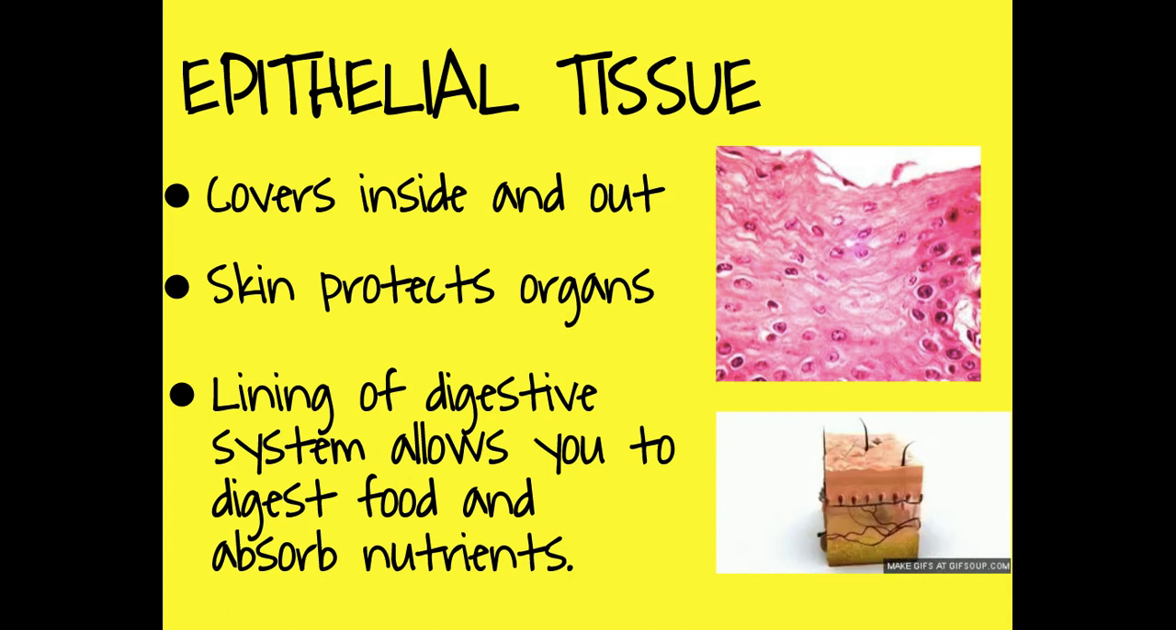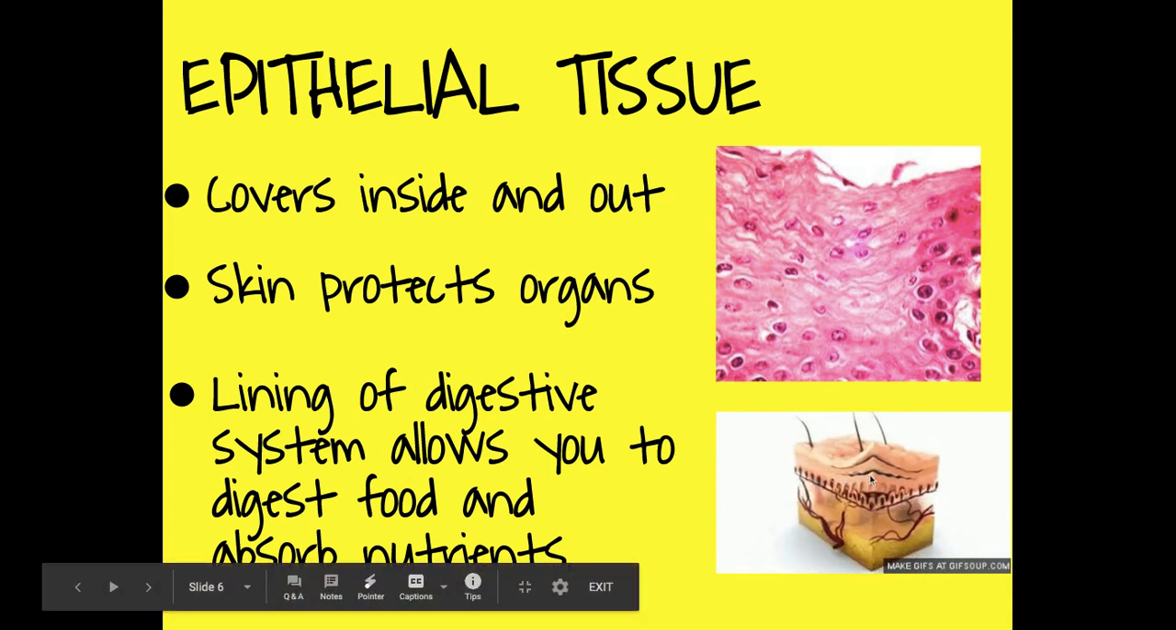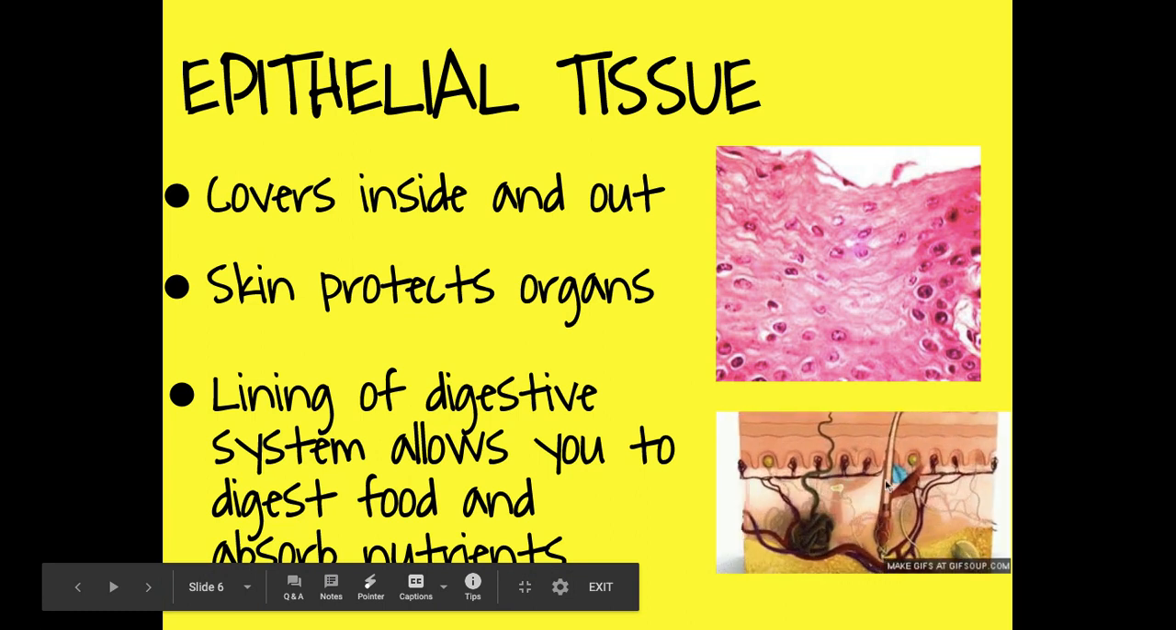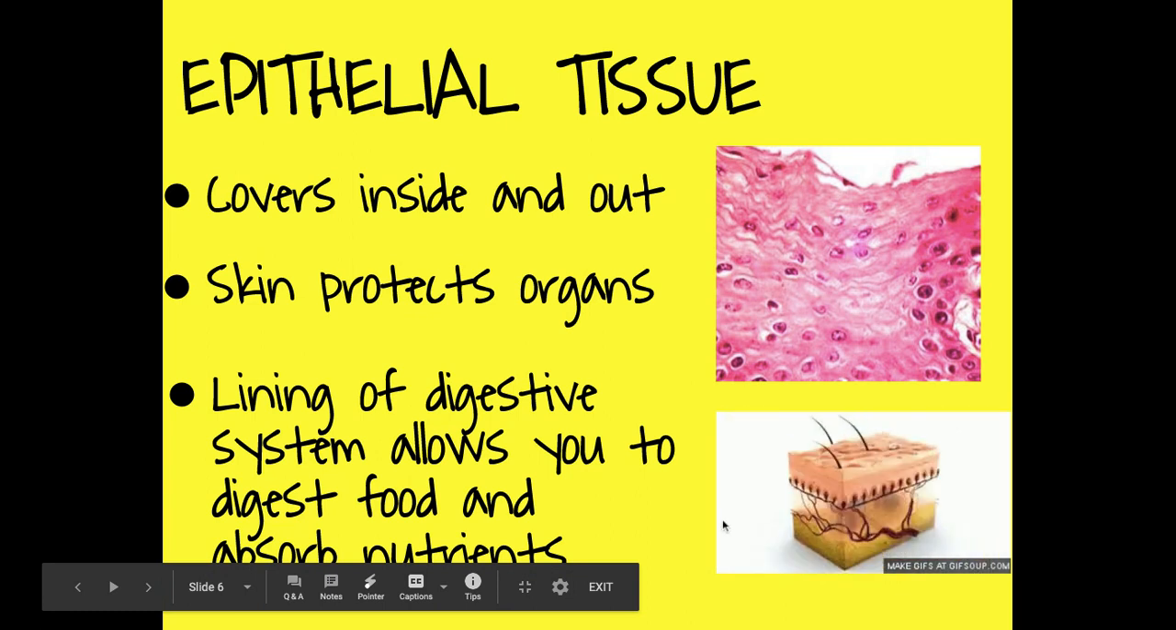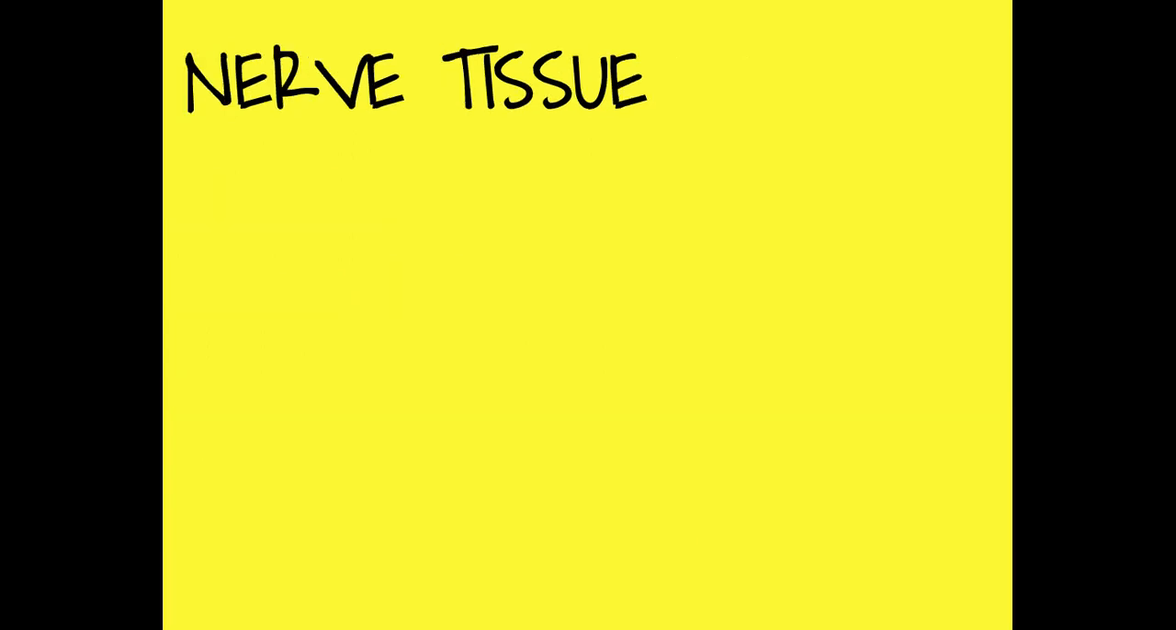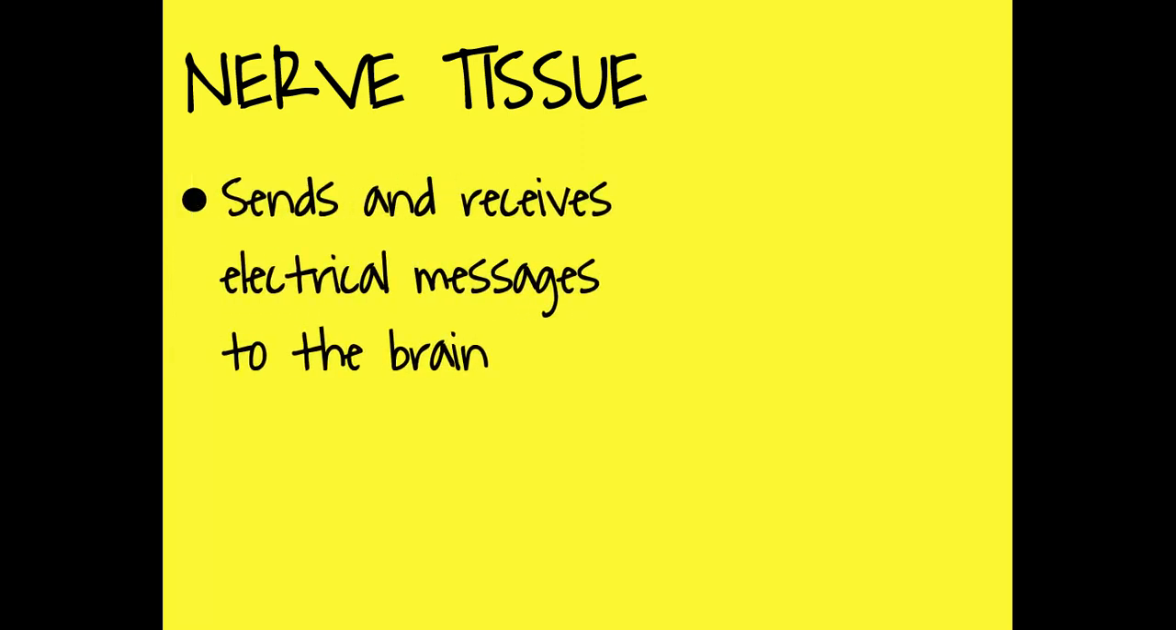If you could look at that in a 3D image, you'd see there are different layers. It shows you where the capillaries and arteries run. It shows you pores and hair follicles. So kind of a cool picture. And then you have nerve tissue. Nerve tissue sends and receives electrical messages to the brain.